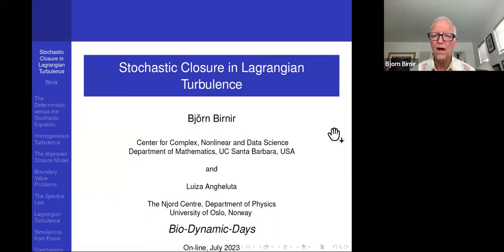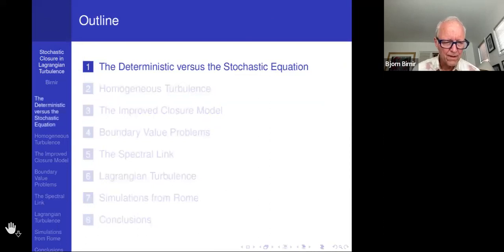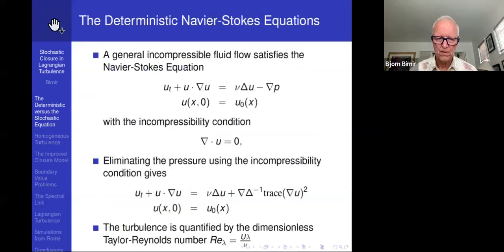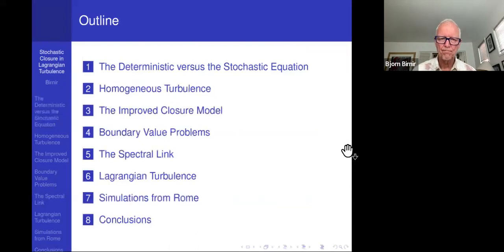And here is an outline of my talk. I need to tell you a little bit about the deterministic versus the stochastic Navier-Stokes equation. We're going to use the stochastic Navier-Stokes equation as our model.